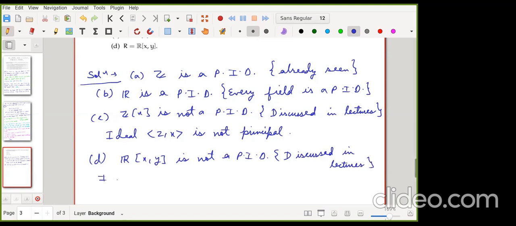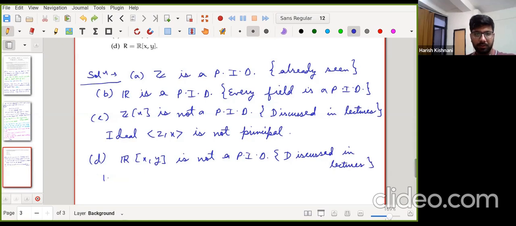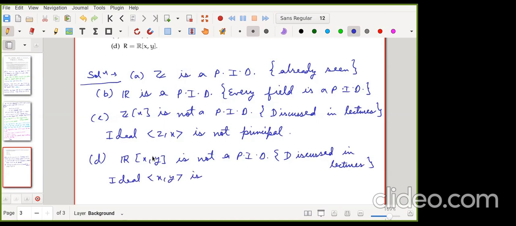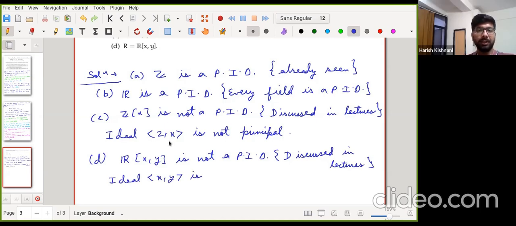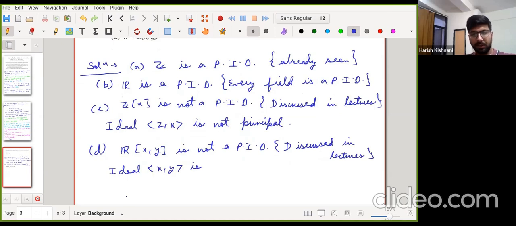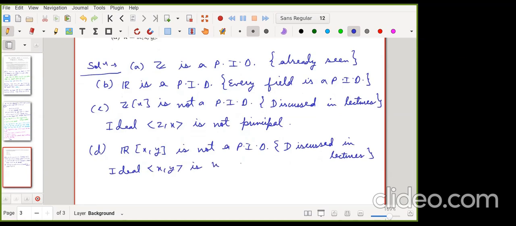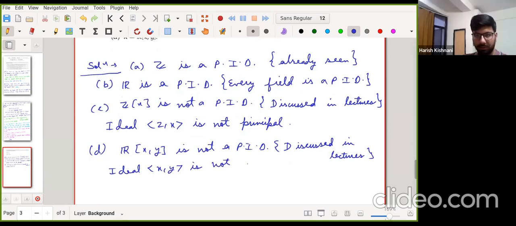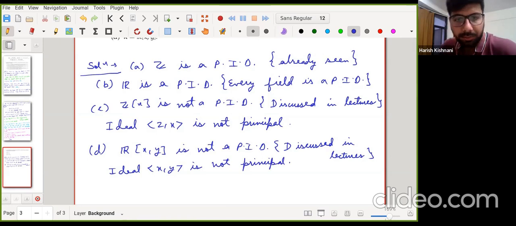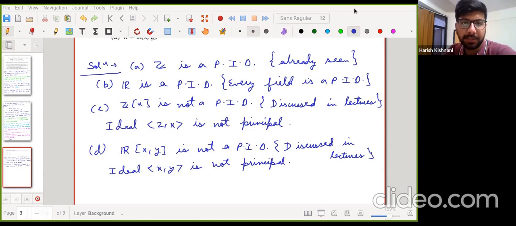The ideal that will create the problem is this one, and these are not the only ideals that are not principal. There are many more ideals, but giving just one is enough. So this is not principal. Okay, so I hope the second question is also clear. So let's move to the third one.